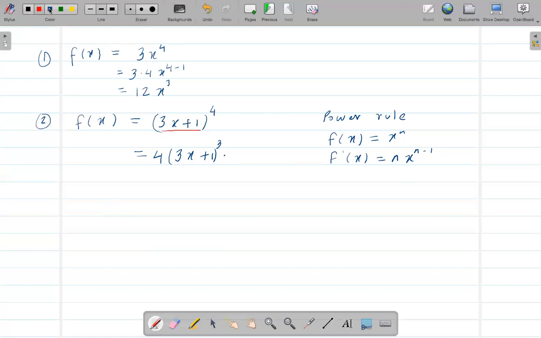The inside function is 3x plus 1. When we take the derivative of 3x plus 1, first we take the derivative of 3x, which is just 3. The derivative of 1 is 0, so plus 0, and this will be gone. So we just multiply this 3 to this 4, which is 12. So 12 times (3x plus 1) to the power 3. That's the final answer.